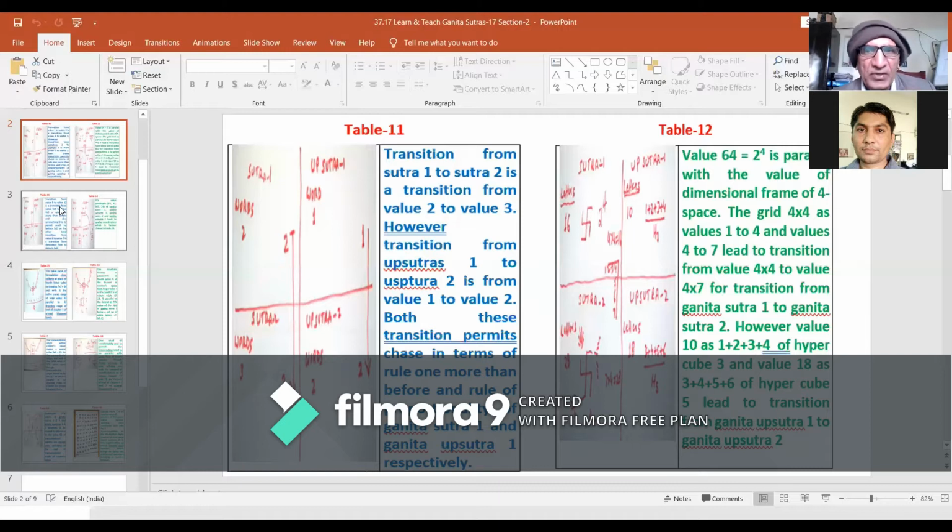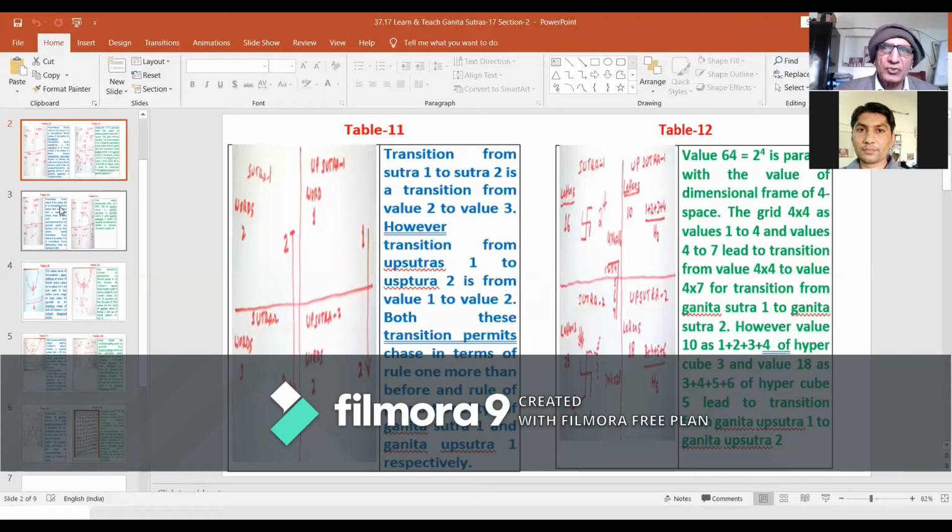Therefore, we shall concentrate our attention as to how the rule of one more than before of Ganita Sutra 1 and rule of proportionality of Ganita Sutra 1 are working here. Both these rules are playing their role, and we have to glimpse and imbibe both these processing rules of Vedic mathematics.